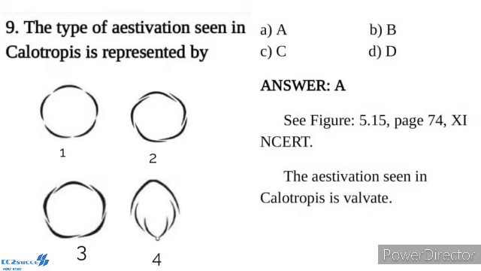Another one, descendingly imbricate or vexillary estivation. The posterior petal is large and overlaps the two lateral petals. The latter overlap the two anterior petals. Example, pea. It is also called papilionaceous corolla. So the correct answer is option A. A is the estivation seen in Calotropis is valvate.